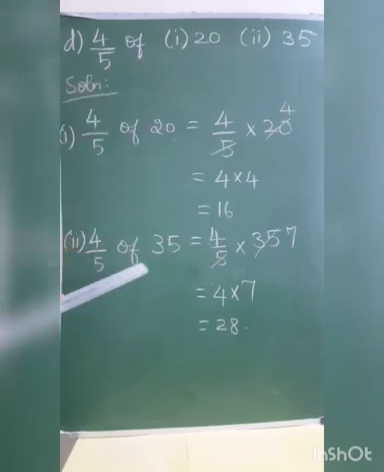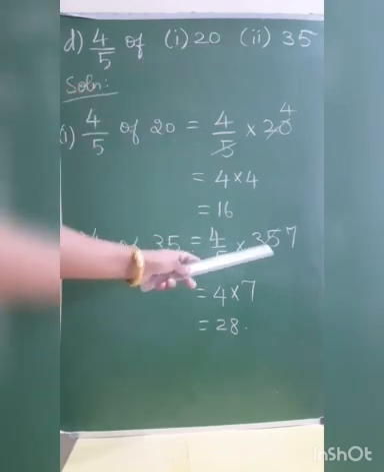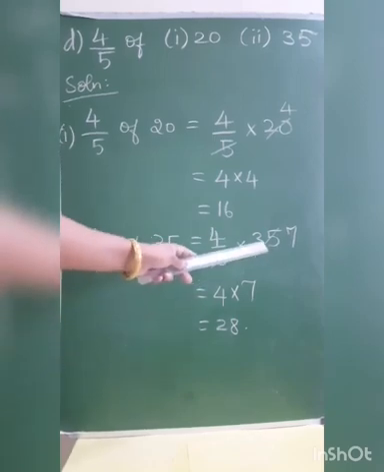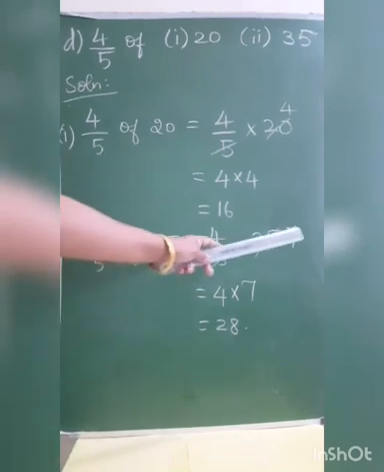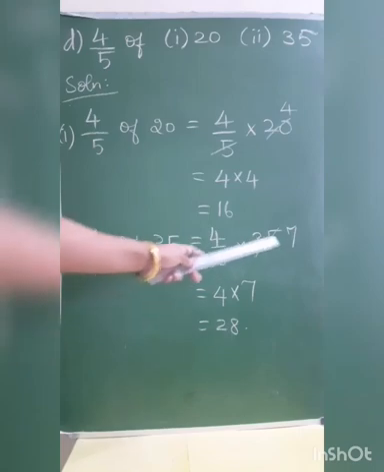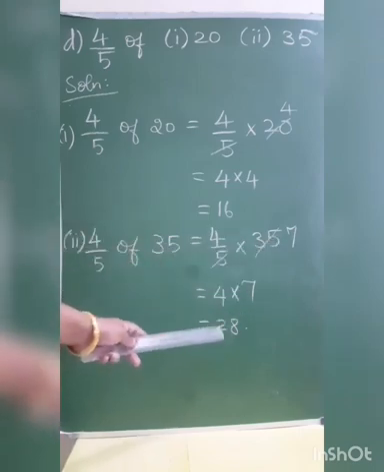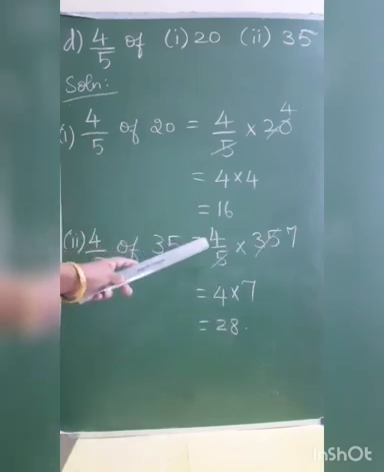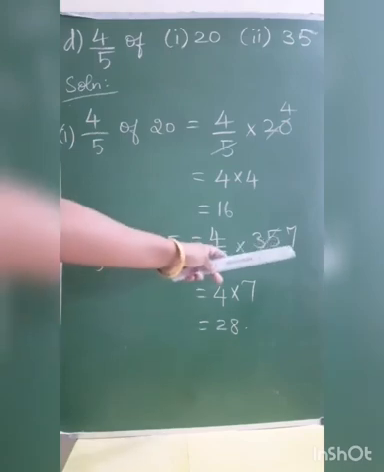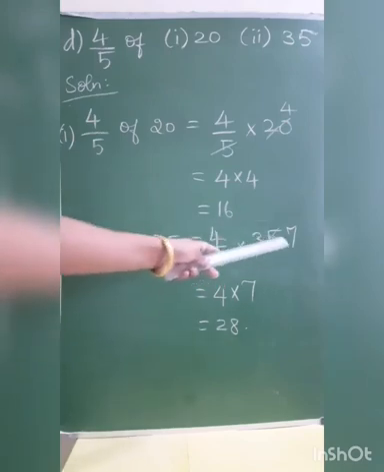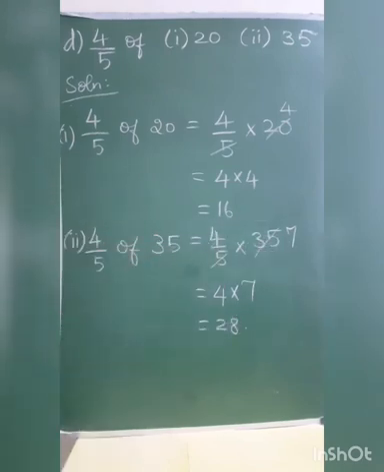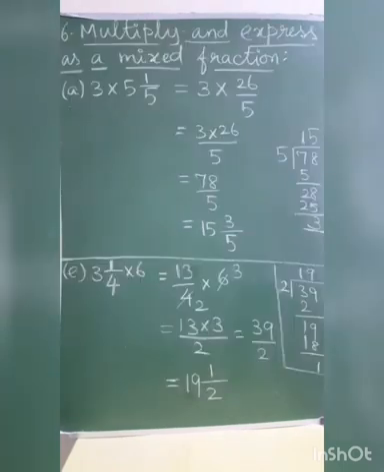And the second one, 4 by 5 of 35. 4 by 5 of means multiply by 35. In the 5 table there is 35, so 5 7s are 35. In the numerator, 4 into the cancelled answer 7. So 4 into 7 is 28. 4 7s are 28.